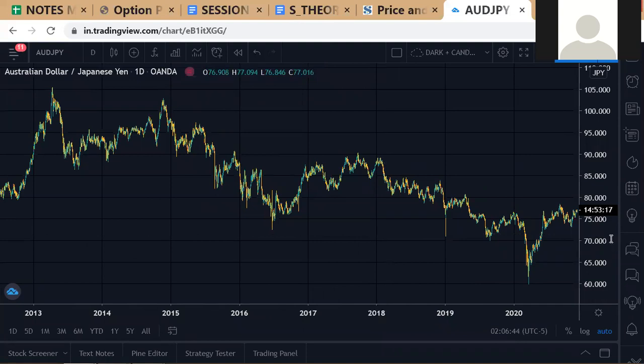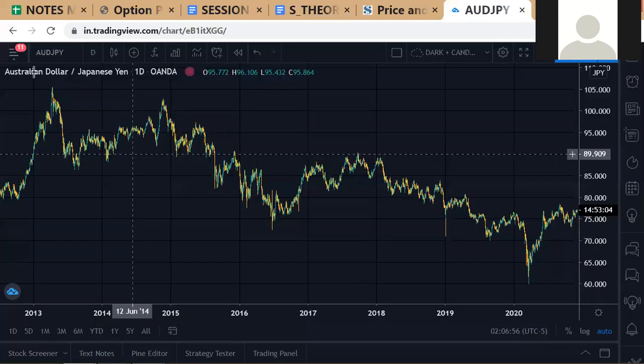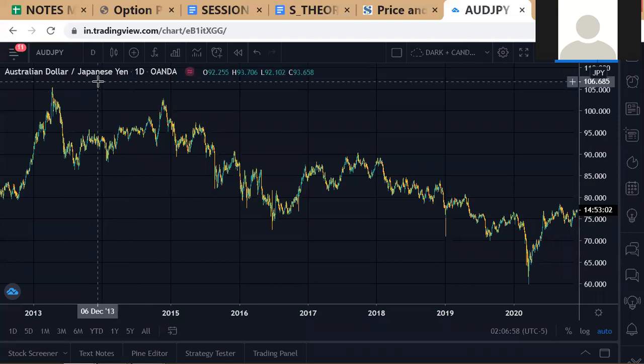so here in carry trades, we'll just briefly explain what carry trades are. Uncovered interest arbitrage, carry trade, we'll just call it a carry trade. What is it? Essentially what you do is you compare two currencies, and in each currency, of course, anywhere you go in the world, you can find out what the interest rate is on each currency.